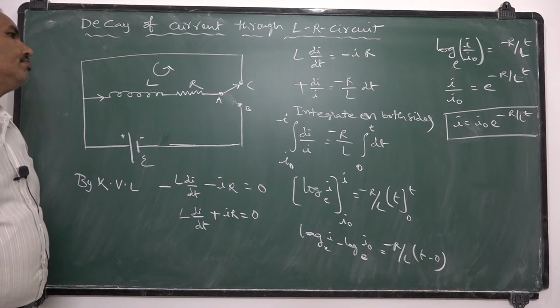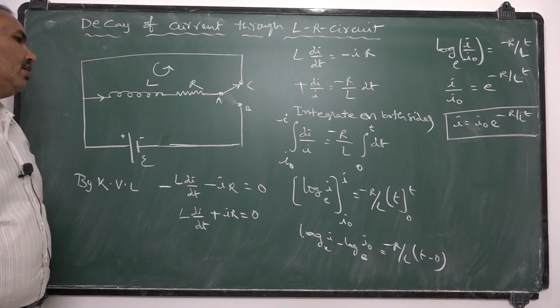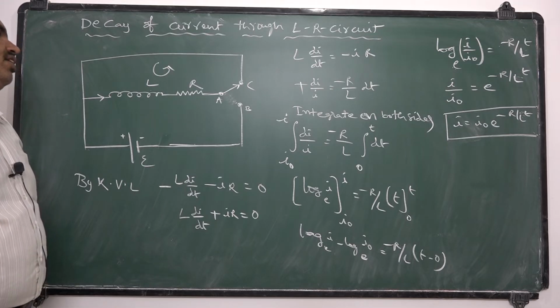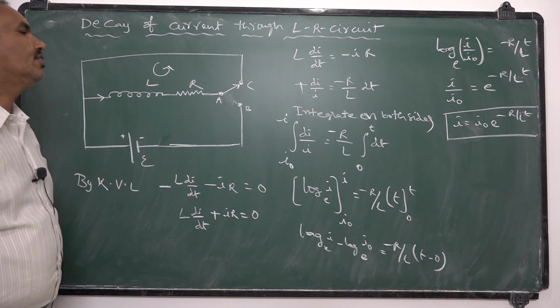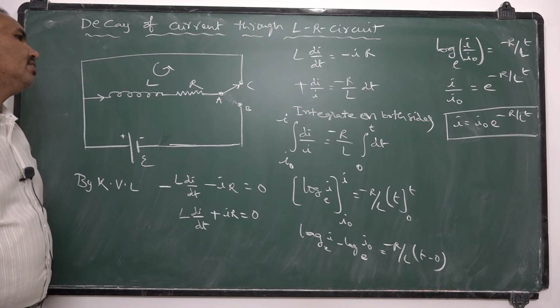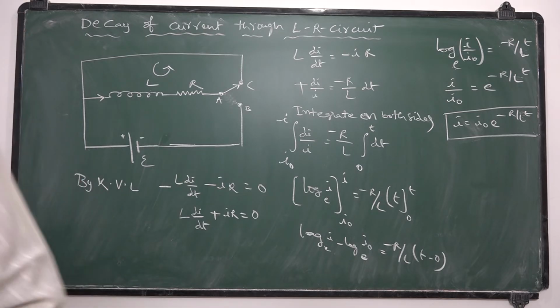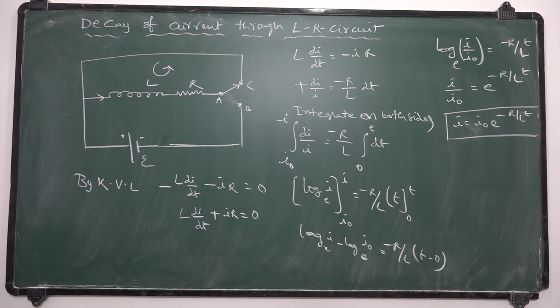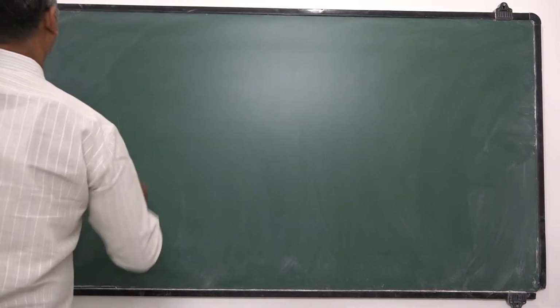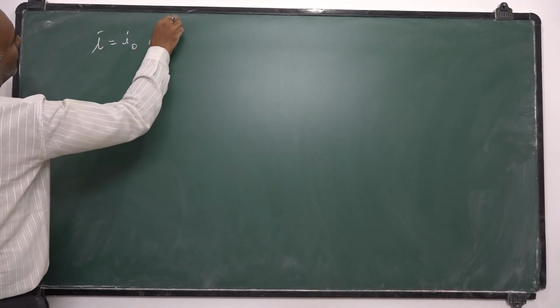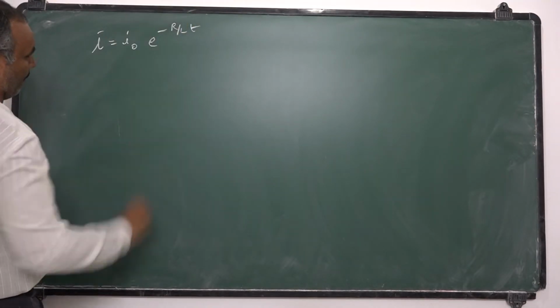Now, like earlier, if I draw a graph between current and time, what is the nature of the graph and what is the value of the time constant? Let me calculate now. If you observe the general expression, the decay of current, I is equal to I naught into e power minus R by L into t.